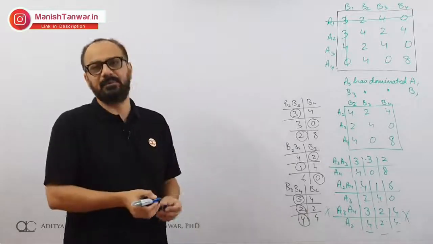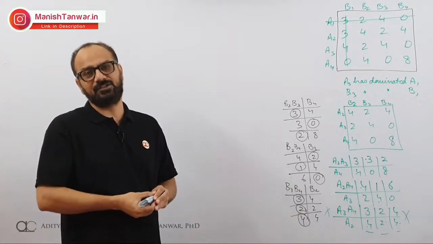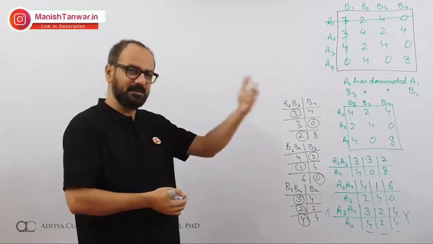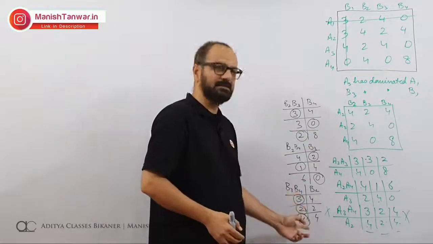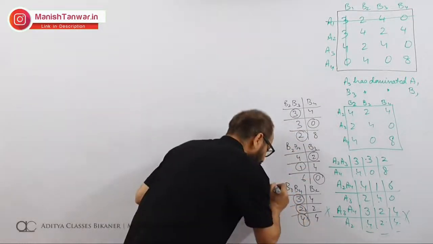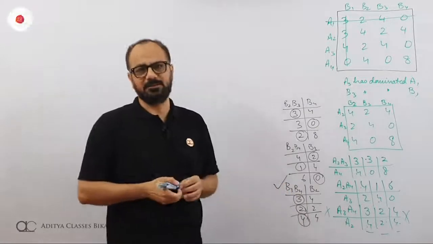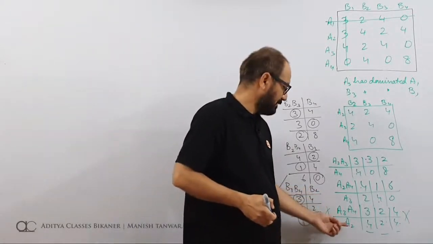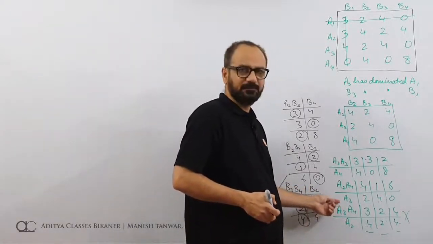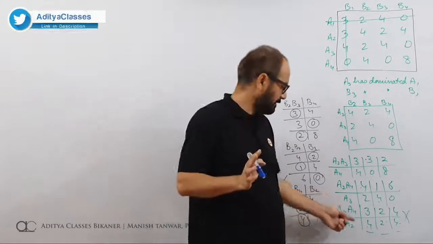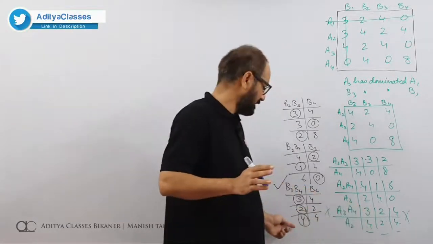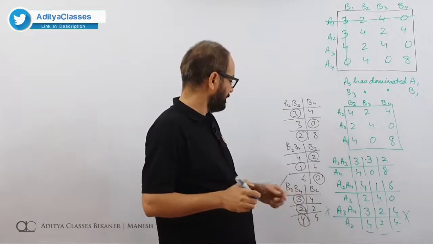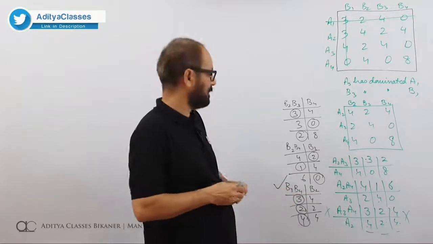This time what has happened? An average score has dominated single strategy. Average has dominated single. This is very much a case of dominance. Earlier, the single strategy dominated average, so I did not consider it as dominance. This time it is a dominance. B3, B4 has dominated B2.